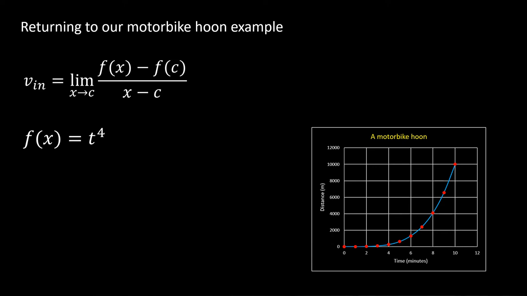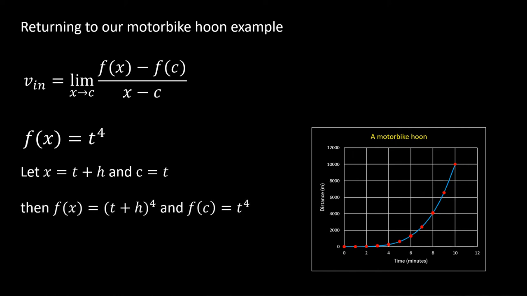Well, let's see how this all works using our y equals t raised to the fourth power function. In this example, we shall let x equal t plus h, the time plus a small increment, and c will simply equal t. This means f(x) will equal (t plus h) raised to the fourth power, and f(c) will equal t to the fourth power. Now, the way we have set this up, x approaching c is the same as h approaching 0, since when h equals 0, t plus h equals t.